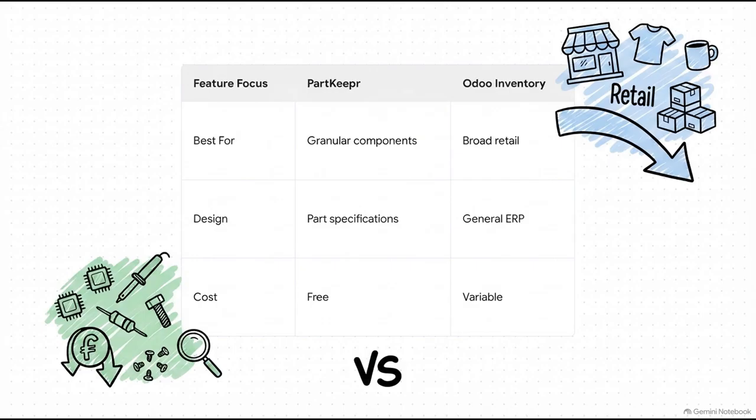While a tool like Odoo's inventory module is fantastic for broad retail environments and general business ecosystems, PartKeepr is the definitive winner when your core need is genuinely detailed component tracking. Basically, if you're selling t-shirts and coffee mugs, go use Odoo. But if you're soldering microchips and managing 1,000 different tiny screws, PartKeepr's specific focus is just a far better and vastly cheaper fit for you.